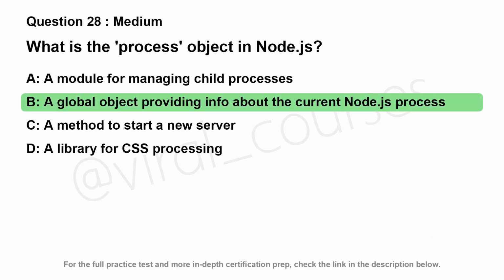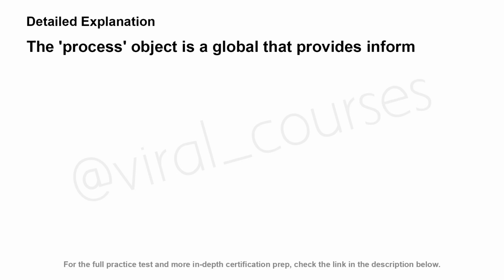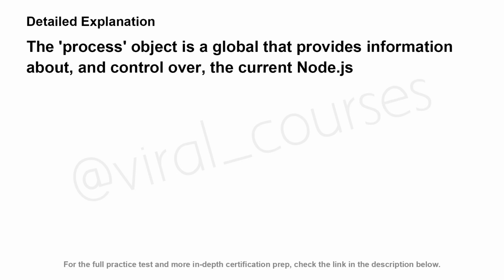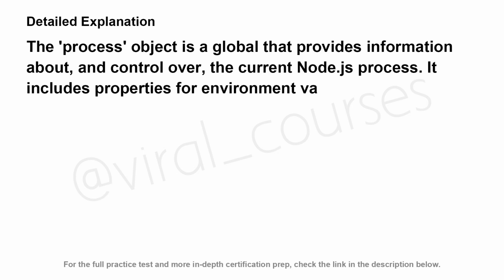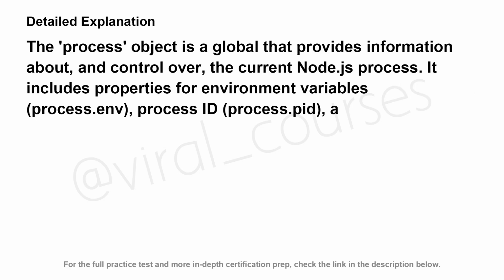The correct answer is B. The process object is a global that provides information about and control over the current Node.js process. It includes properties for environment variables, process.env, process ID, process.pid, and hooks for exit events.